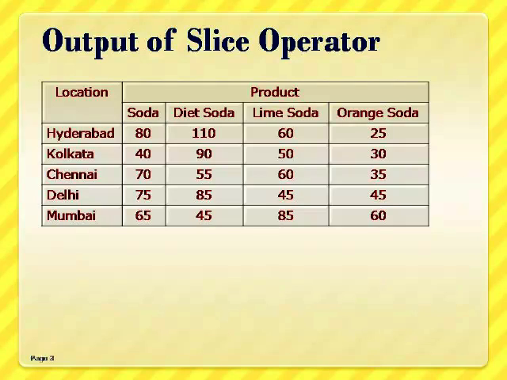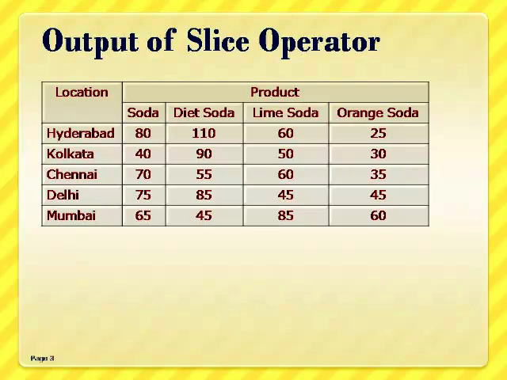For example, the slide shows the individual values of total sales for each product over each location. If you observe here, there are 4 different kinds of products and 5 locations. So on 1/1/2009 in Hyderabad, the total sales of the soda product is 80. Similarly, for the product type soda in Hyderabad is 110. Similarly, for lime soda it is 60. For orange soda it is 2.